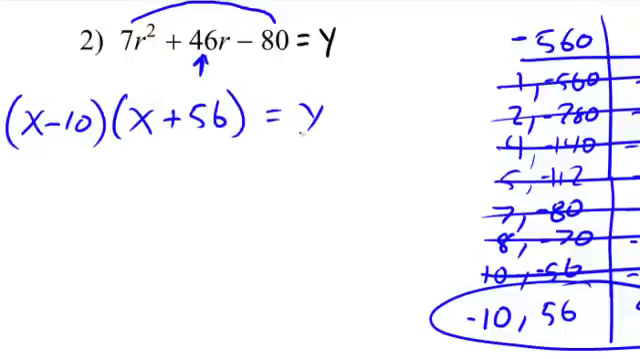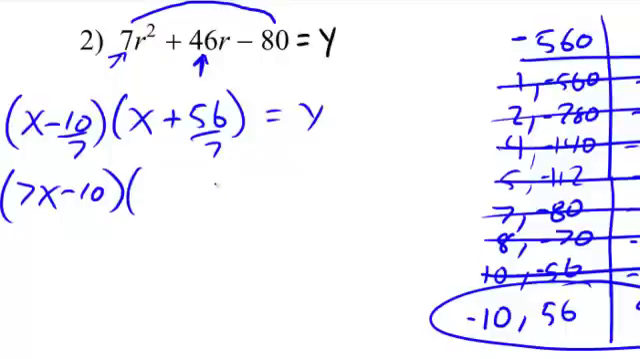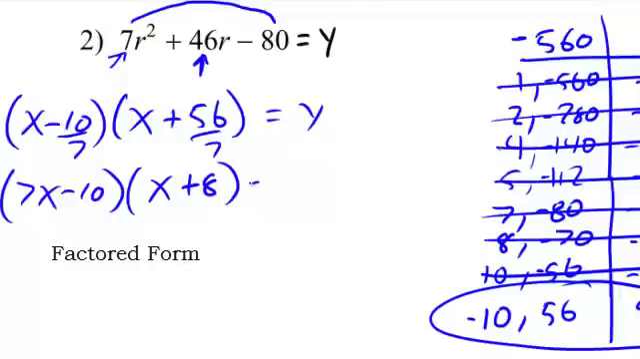y, and then I divide by my a value right there. So divide by 7, divide by 7. 10 does not divide by 7 evenly, so I can say 7x minus 10. 56 does divide by 7 evenly, so it's x plus 8 equals y. And there is my factored form. Alright, why don't you pause it right here.